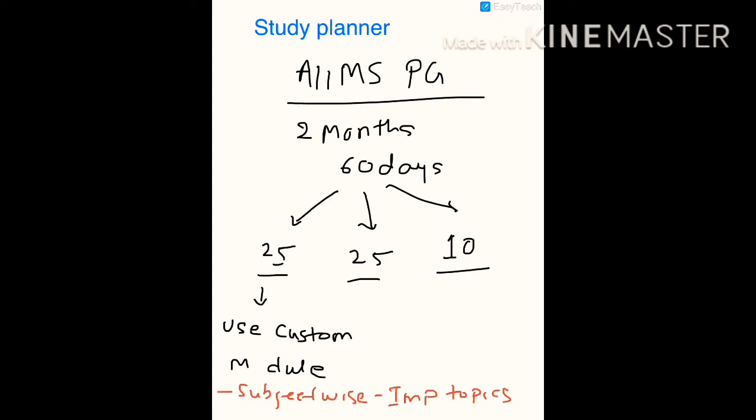So, assuming that the AIIMS PG examination will be conducted in the November month, as usual, we have 2 months left for the exam, that is 60 days. So what I want you to do is divide these 60 days into three parts: first 25 days, then 25, and then 10. Use the custom modules from Marrow and select the subject wise custom module.